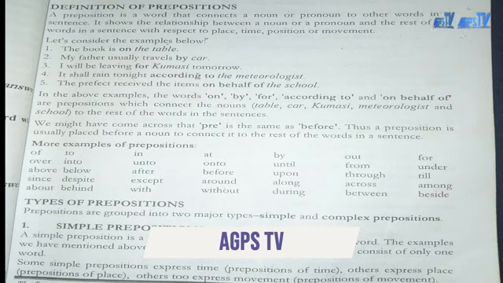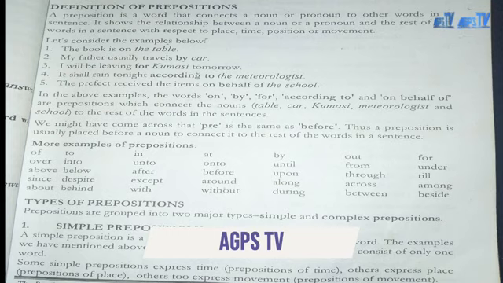Example 1, we have: The book is on the table. When we look at example 1, the book is on. We can see the "on" being highlighted, signifying that the "on" is the preposition in the sentence, telling us the position in which the book can be found.